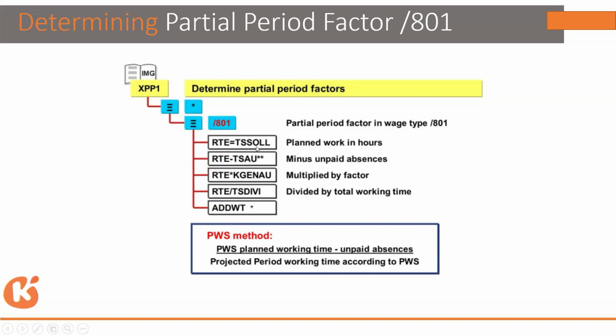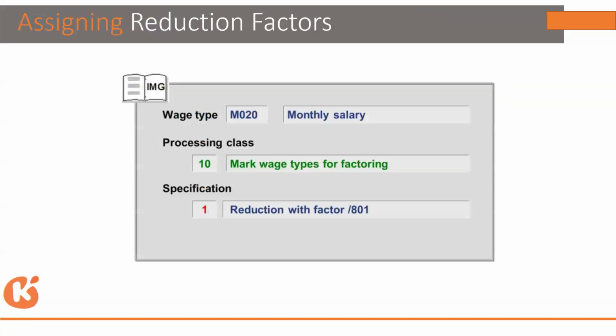Here you can see there are many things. TSSOLL: how many planned working hours and how many the employee has worked. TSAU: unpaid absences, which you have to subtract. Then KGE and AU: multiply by the factor. There's a constant table in which you have to maintain all these factors. Then divide by TSDIV, the working time, and then you get the actual result. All these formulas you will have to maintain in the system and understand. This is what PCR and schema is all about.